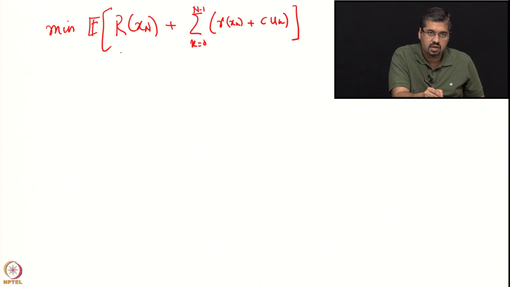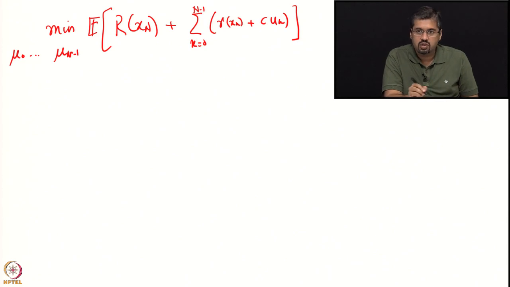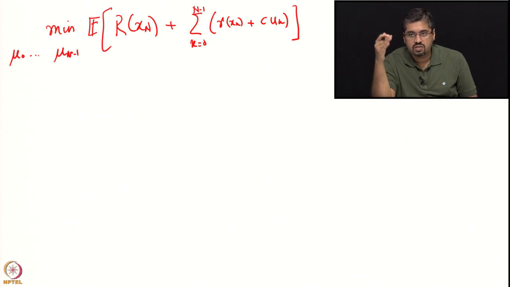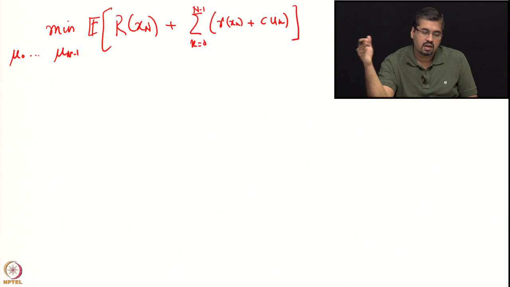And the minimization here is not over u0 to un minus 1, but rather over mu 0 to mu n minus 1. So this mu 0 to mu n minus 1 is what is being decided. What we are deciding is a sequence of such plans. We are deciding a plan for how much inventory to order based on how much stock would be available at each time step. Okay, and once you have a plan like this for every time step, right?